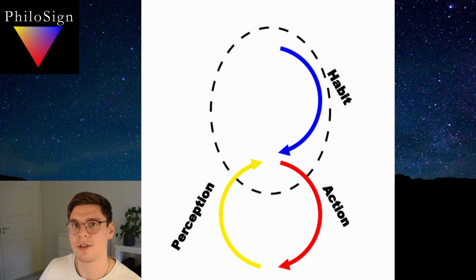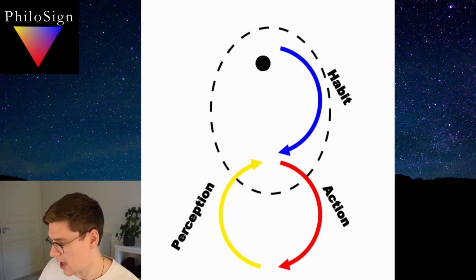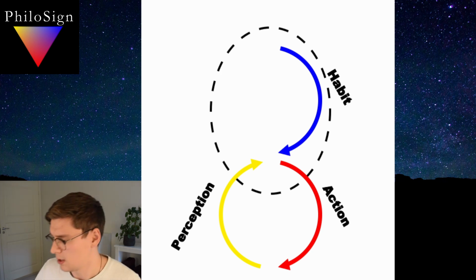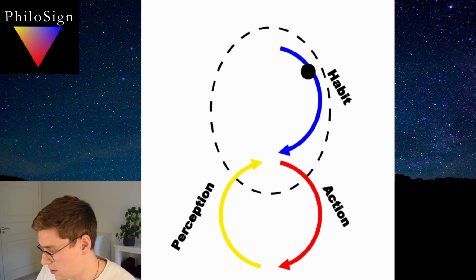And then there is the third arrow, the arrow of habit. Now, this habit controls all of your actions. When you do something, you do so based on some habit. You can see it by how this arrow leads into action.